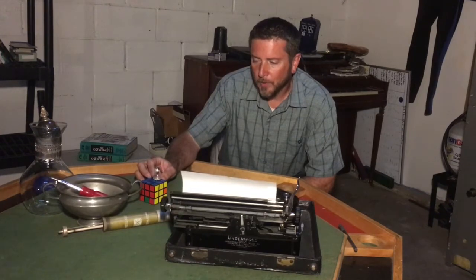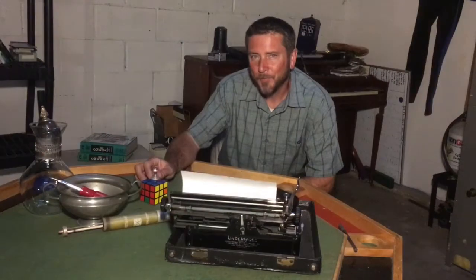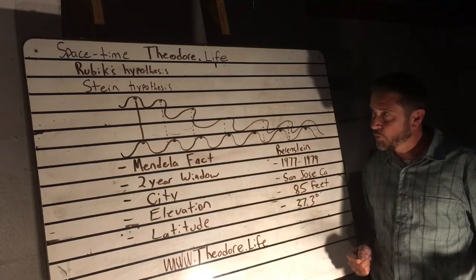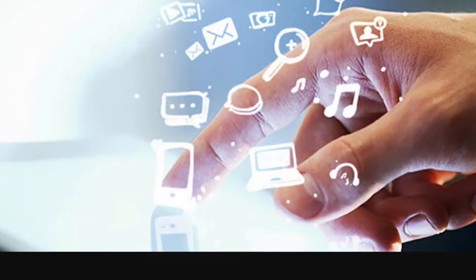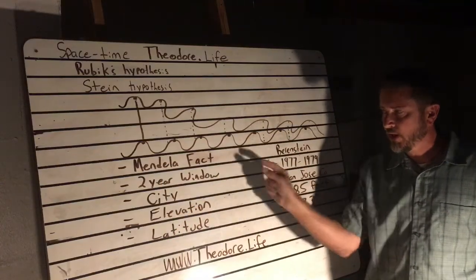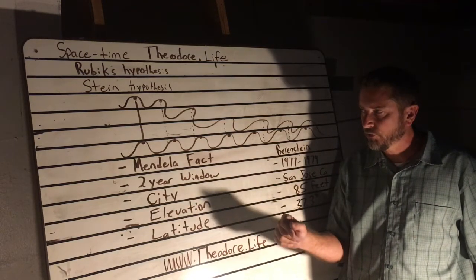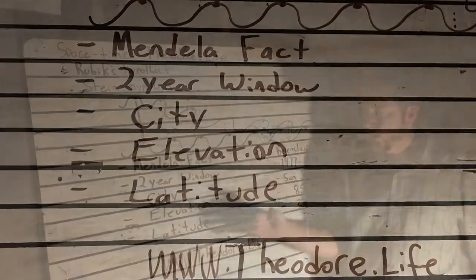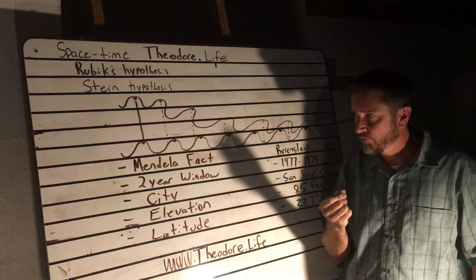I propose the following experiment to test the Stein hypothesis. The Stein hypothesis. If you're watching this, chances are this resonates with you and makes sense. So let's do an experiment. Send me your Mandela fact, your 2-year window of time, the earliest one that you remember this fact, city, elevation, and latitude. I'll compile the information. I'll see if there's a correlation. Then you will hear back from me.